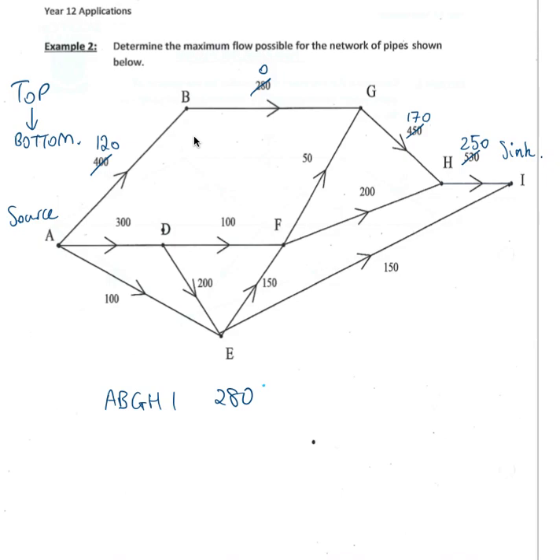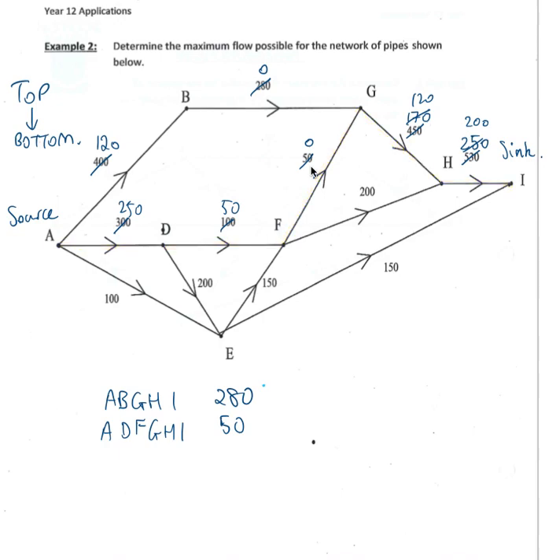We go A to D, D to F, F to G, G to H, H to I. The maximum amount of fluid we can push through is 50, limited by pipe FG. Write down a network A, D, F, G, H, I, maximum 50. Deduct 50 from each one. We're finished. Let's look at our next route.